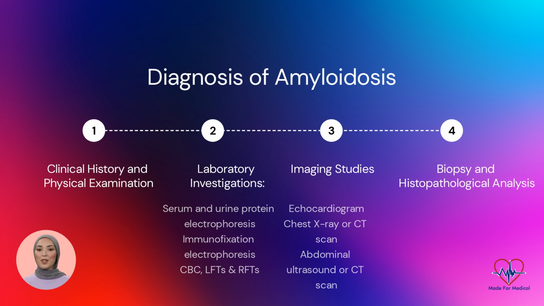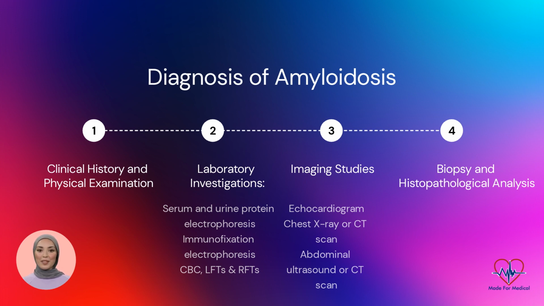Biopsy and histopathological analysis. A definitive diagnosis of amyloidosis often requires a biopsy of an affected organ. The choice of the biopsy site depends on the suspected organ involvement. Common biopsy sites include the abdominal fat pad, kidney, liver, bone marrow, or affected organ itself.